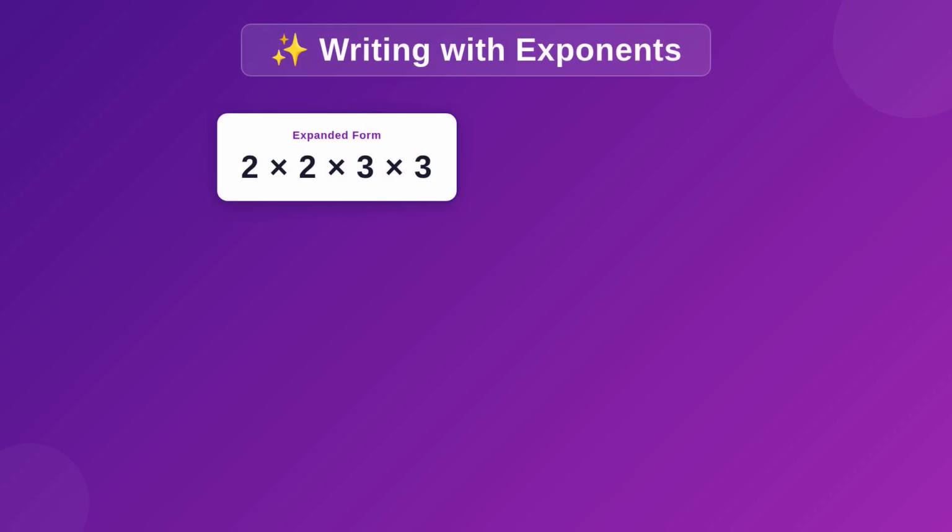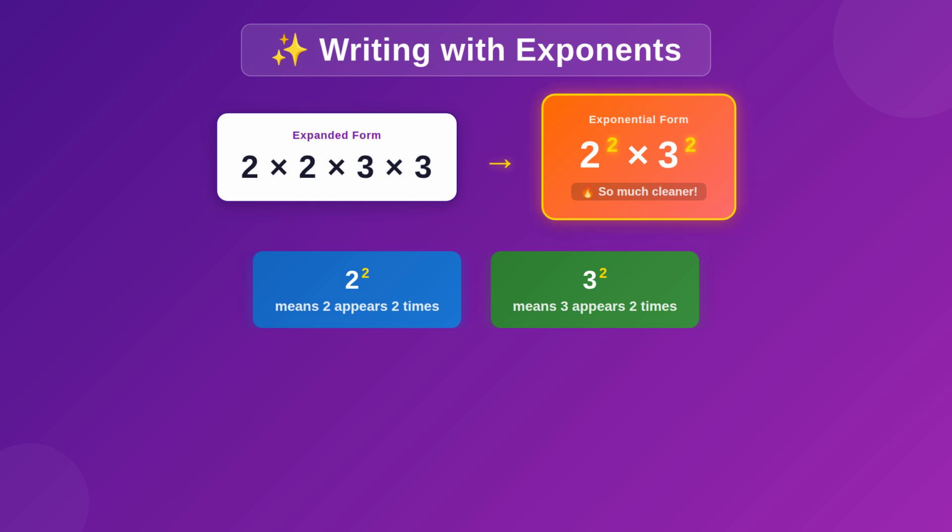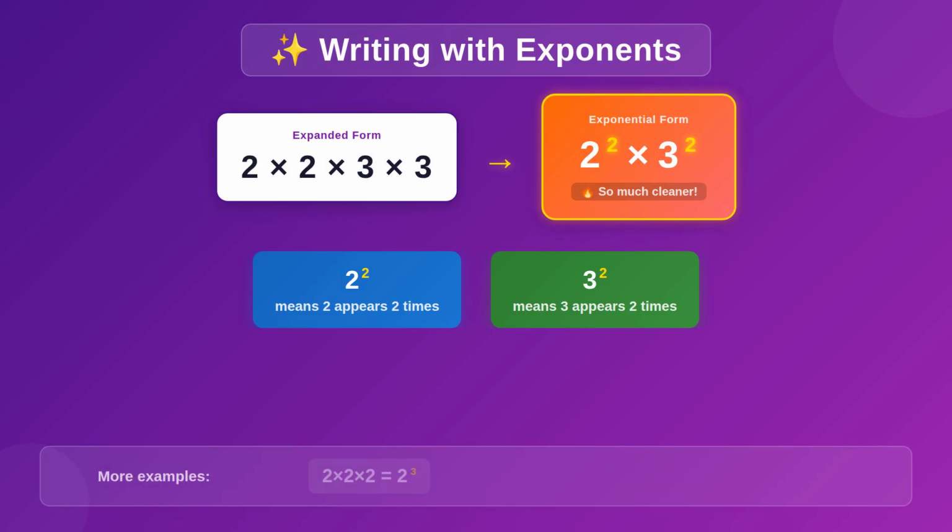Here's where it gets really cool. When you have repeated prime factors, you can write them using exponents instead of listing them over and over. For example, 2 times 2 times 3 times 3 can be written as 2 squared times 3 squared. That's so much cleaner. This is called exponential form, and your teacher probably wants you to use it. The base is the prime number, and the exponent tells you how many times it appears. Marcus was so excited when he learned this. It made his answers look like real math textbook equations. Let's see it in action on some examples.